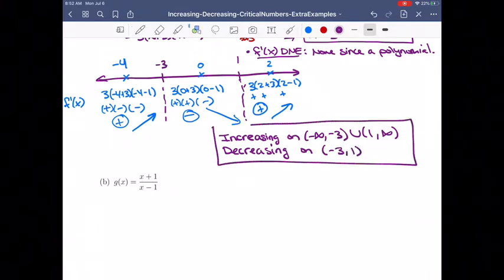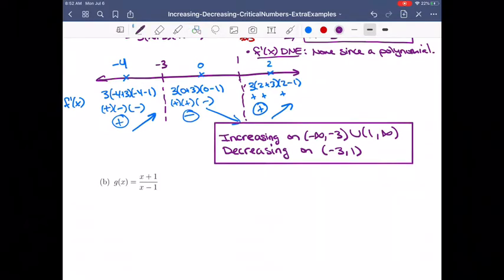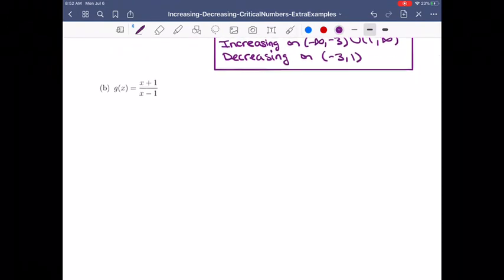Okay, so that would be where the function is increasing or decreasing. Okay, let's try another one. So here g of x is x plus 1 over x minus 1.